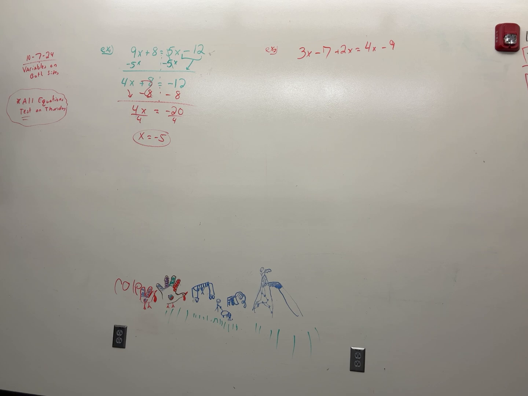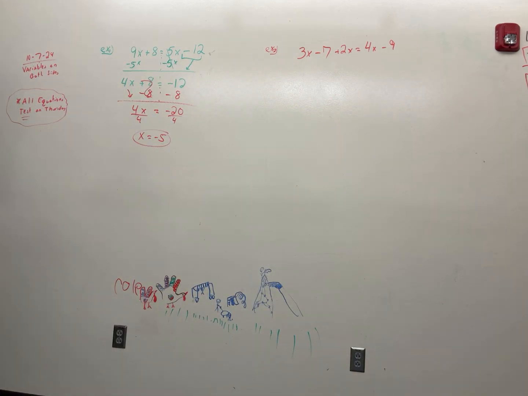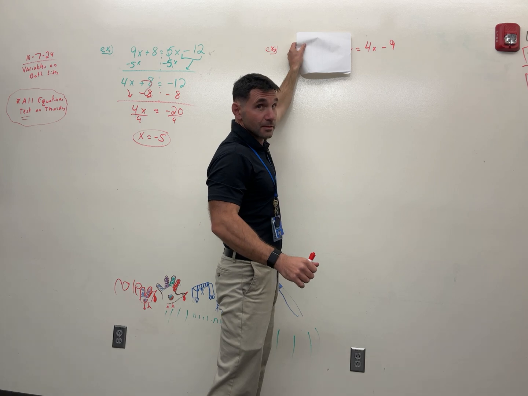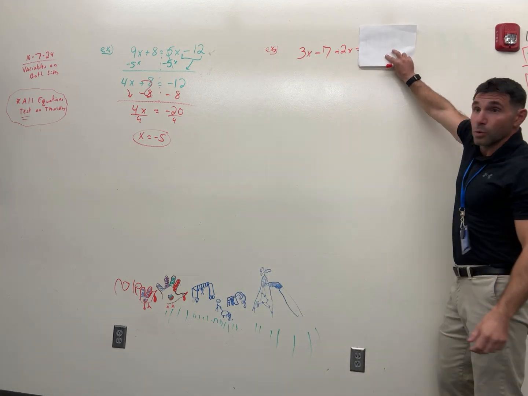Step 2, is there any distributing? Yes. There is? No. How do you know there's not? Because there's no parentheses. That's fine. Step 3, combine like terms on the same side. Is there anything I can combine on this side? No. What over here?